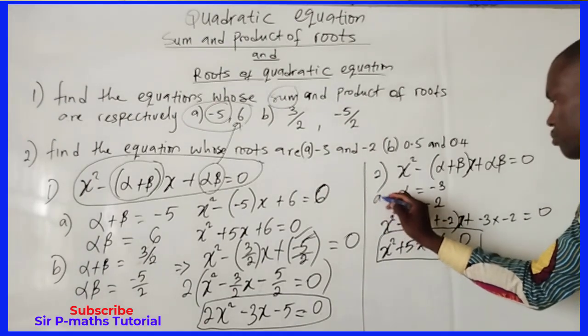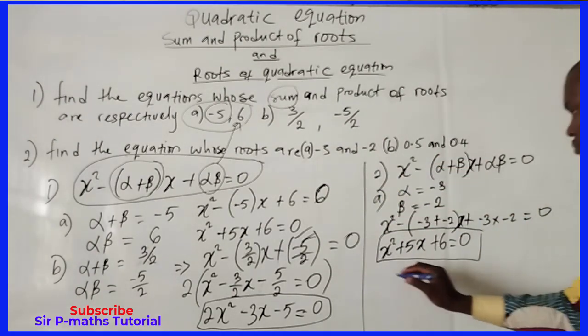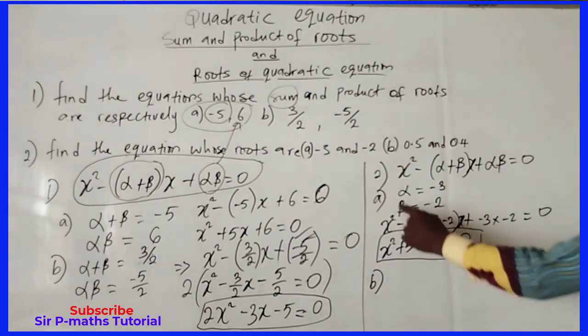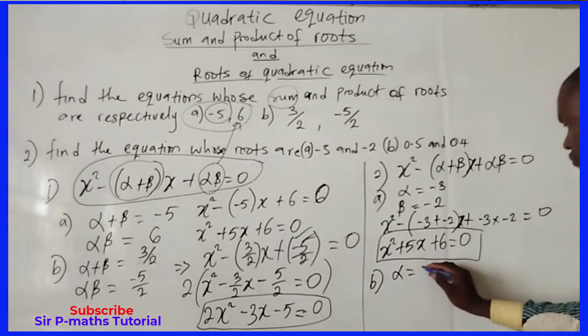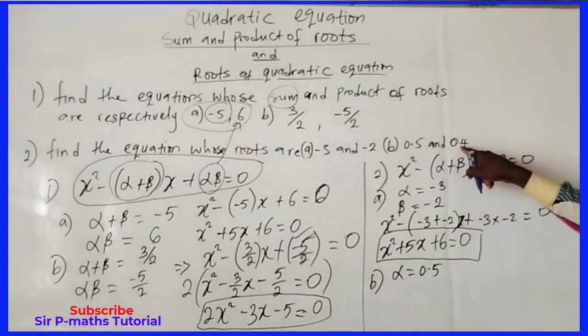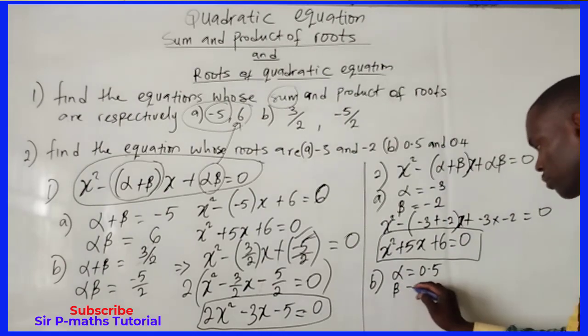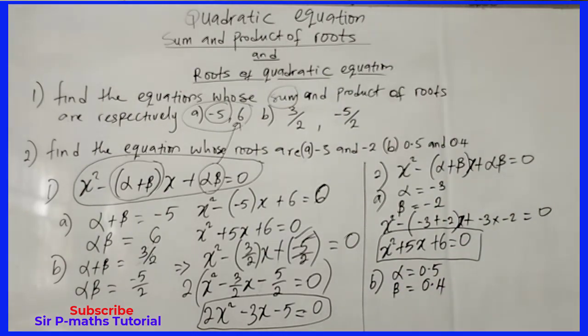This is the first one. Let's solve the second one. All right, the first thing I'll do is to extract my alpha and beta. My alpha is 0.5, and then my beta is equal to 0.4. Then carry it and put into your formula. But before we put it into the formula, let's change it into a fraction. 0.5 is same as 1 over 2. 0.4 is same as 2 over 5. So I'll be working with these fractions instead of the decimals.